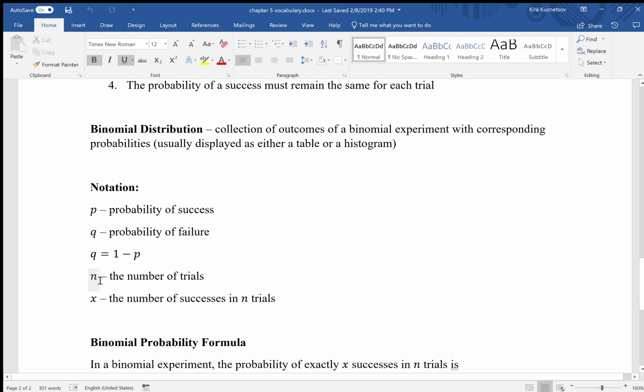So that's your n. The x is the number of successes in n trials. So let's say you're trying to make 10 baskets, and then you succeed only twice. So the x is 2. So that means that you made 2 out of those 10 trials.